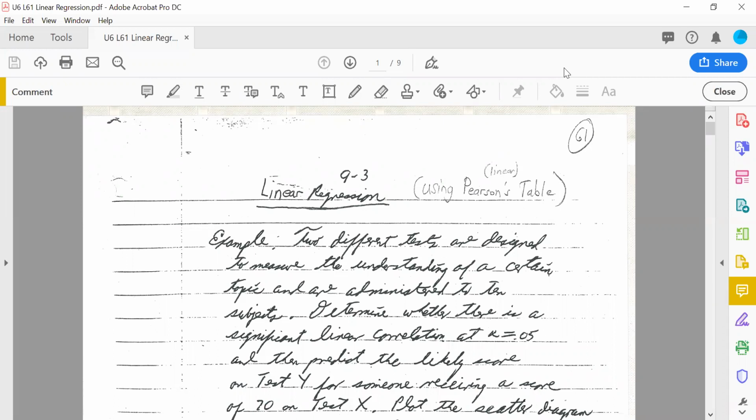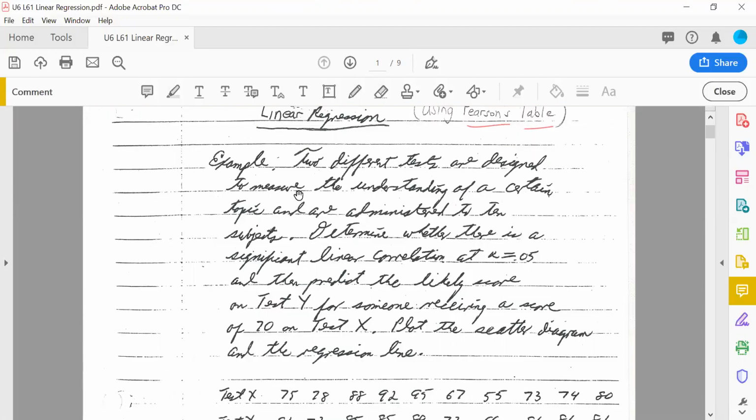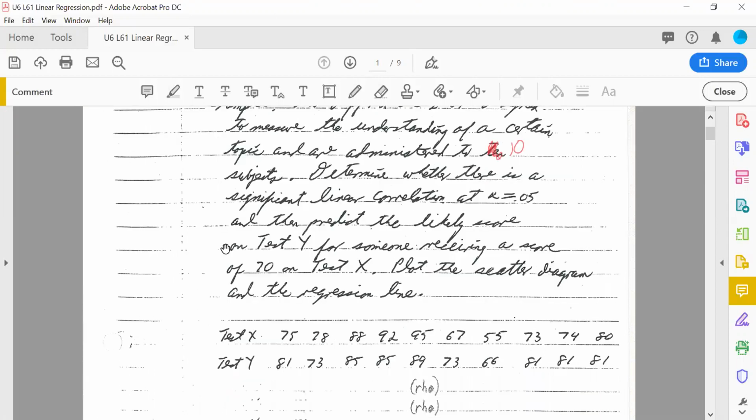So, linear regression. It's based on Pearson's linear table, which was lesson 59. All right, so this is all what this is about. We did lesson 59 and lesson 60. So here we go. It's a relatively short lesson. Two different tests are designed to measure the understanding of a certain topic and are administered to 10 subjects. If you can't read that word, that's 10 subjects. Okay, determine whether there is a significant linear correlation at the alpha 0.05.